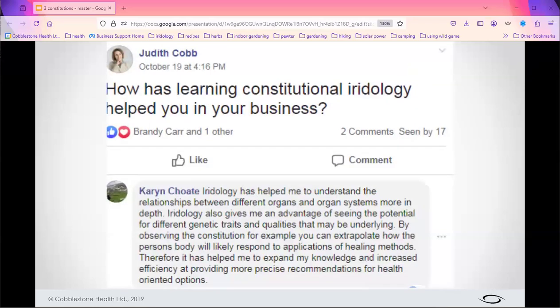I asked Karen after that last post, well, how has constitutional iridology helped you in your business? And she said, iridology has helped me to understand the relationships between different organs and organ systems more in depth. Iridology also gives me an advantage of seeing the potential for different genetic traits and qualities that may be underlying. By observing the constitution, for example, you can extrapolate how the person's body will likely respond to applications of healing methods. Therefore, it has helped me to expand my knowledge and increased efficiency at providing more precise recommendations for health-oriented options. Love that.